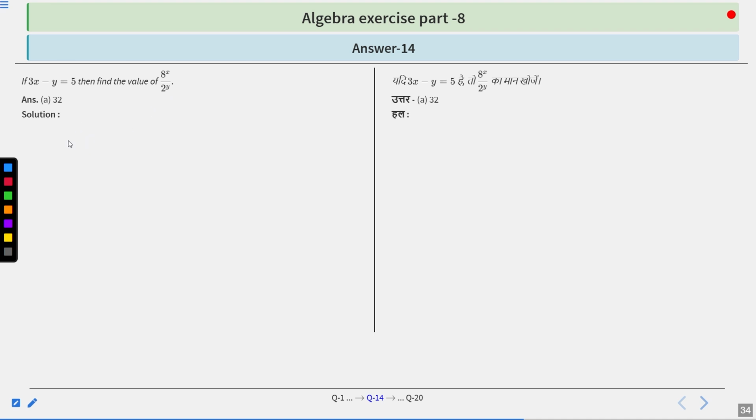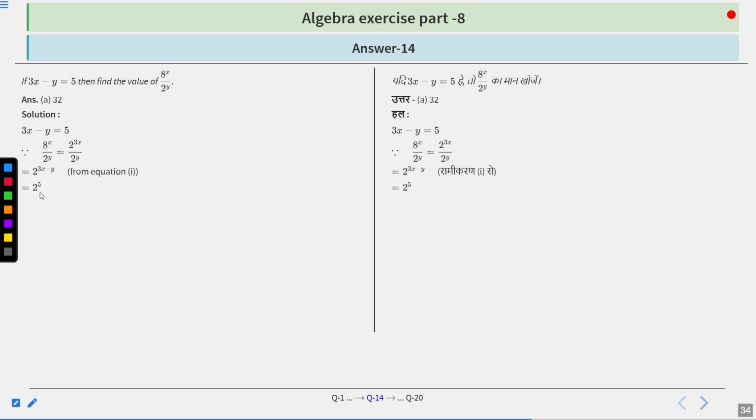Now let's have a look at the solution of this question. That is, we were given 3x minus y is equal to 5. And because we have to find 8 raised to power x upon 2 raised to power y, 8 is nothing but 2 cube. So this thing can also be written as 2 raised to power 3x upon 2 raised to power y, or 2 raised to power 3x minus y, because base is same. So the lower power will be subtracted from the upper power. That is 2 raised to power 3x minus y.